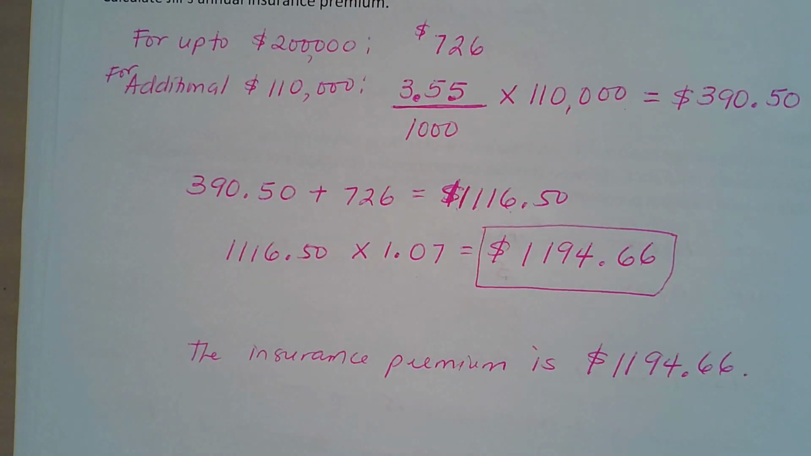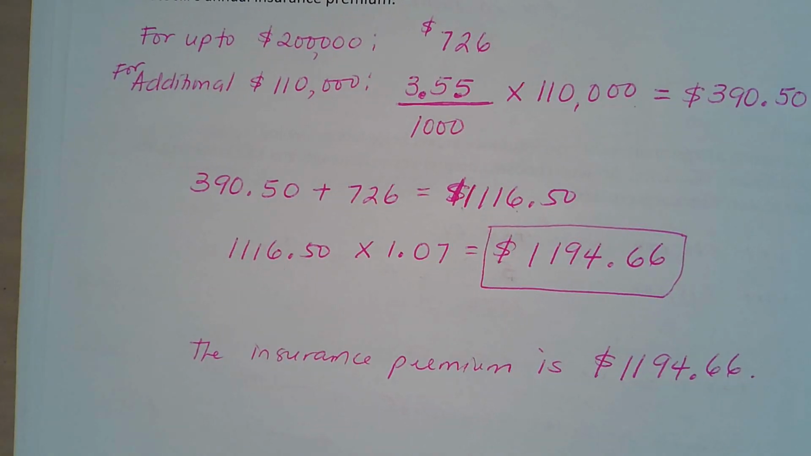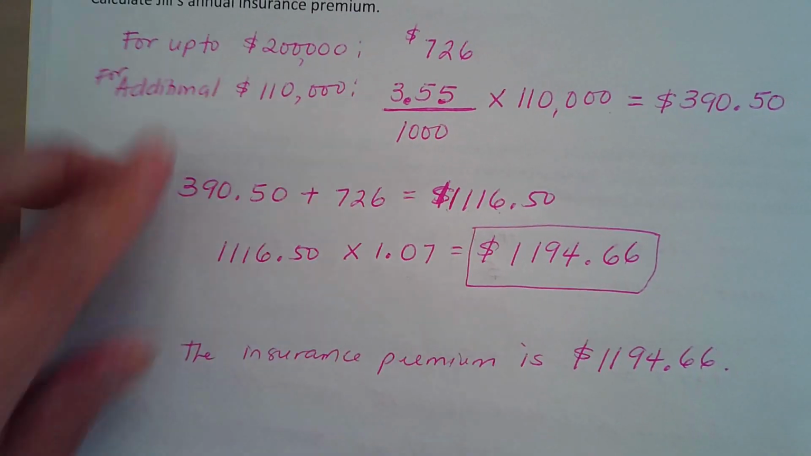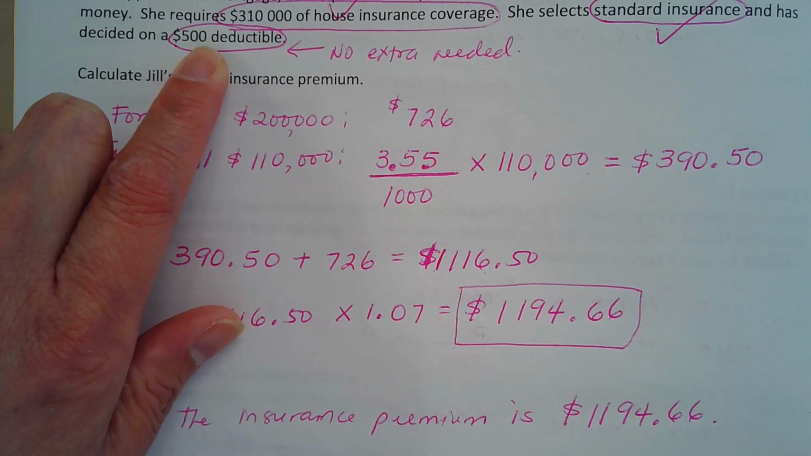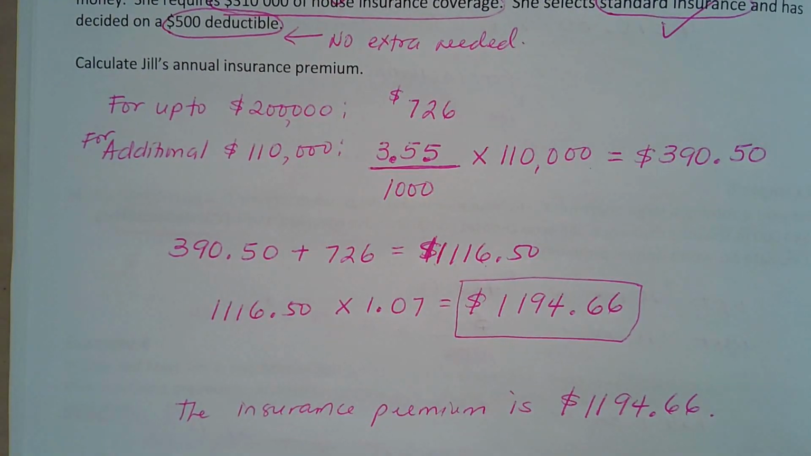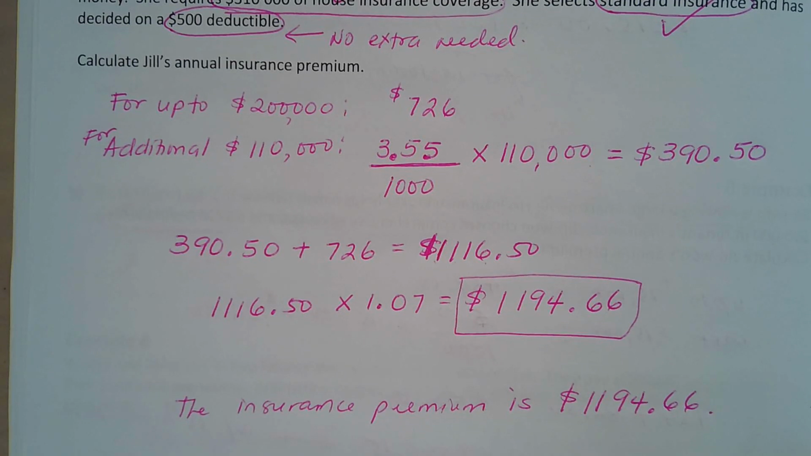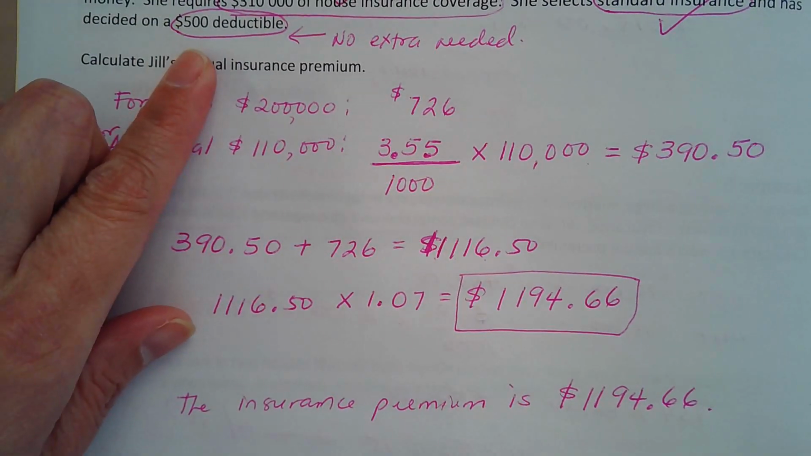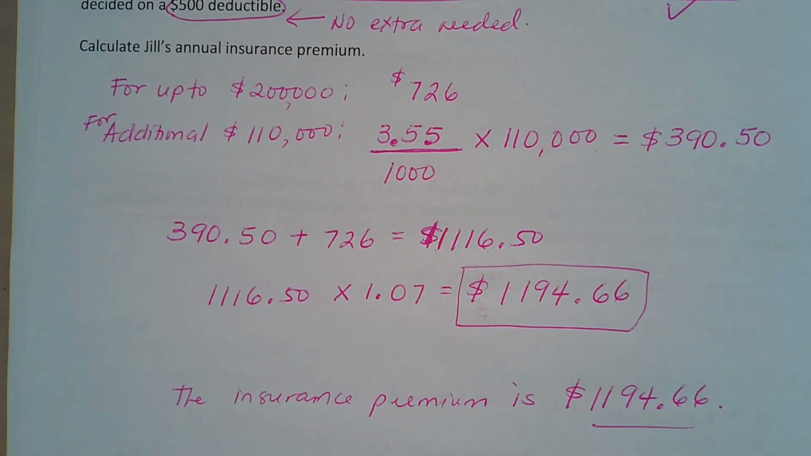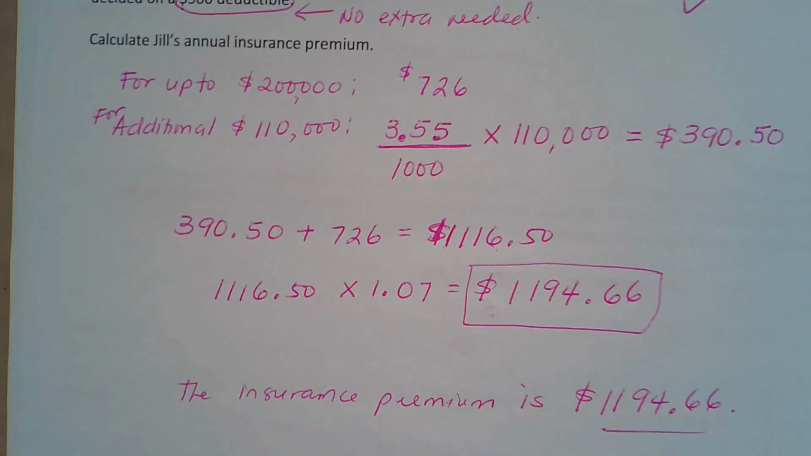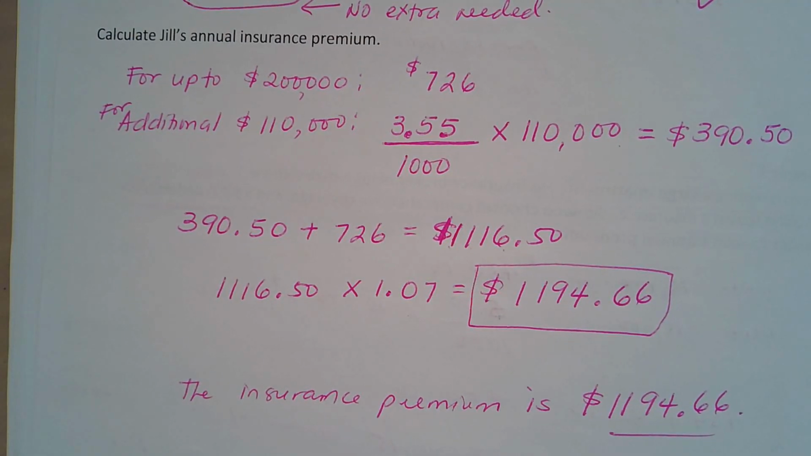Okay, now as you can see here, we don't subtract the $200, we don't subtract the $500 deductible. It just tells us that the $500 deductible will help us figure out whether we are paying extra 10% or not paying extra 10%, okay? So that's our answer. Okay, is that good? How do you feel about that?